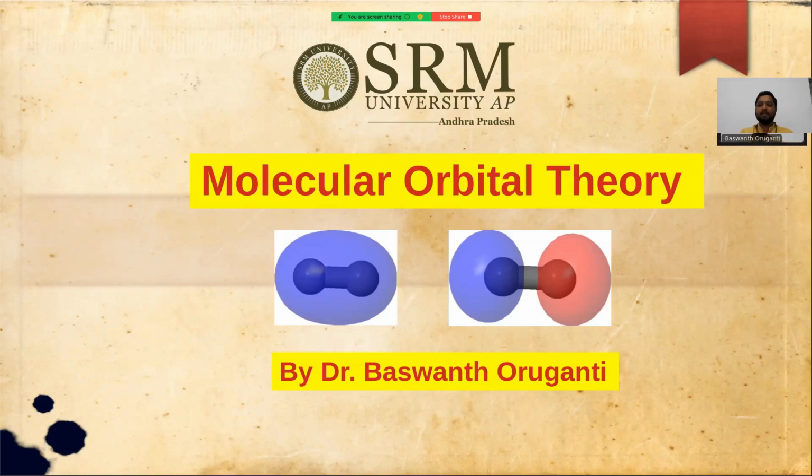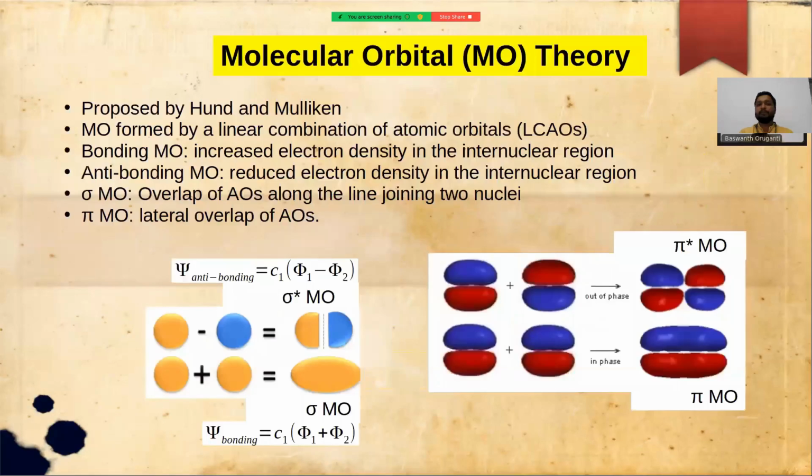So we'll discuss the main ideas of molecular orbital theory now. This theory was proposed by Hund and Mulliken in the 1950s. According to this theory, atomic orbitals on atoms combine to form molecular orbitals. So we can have two kinds of combination. The positive lobe of one orbital can overlap with the positive lobe of another orbital. So this results in a constructive interference resulting in increased electron density along the line joining the two nuclei.